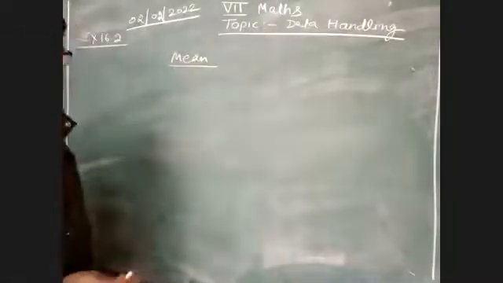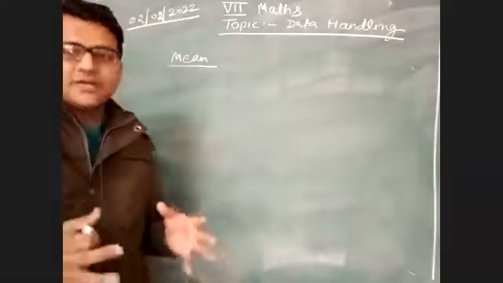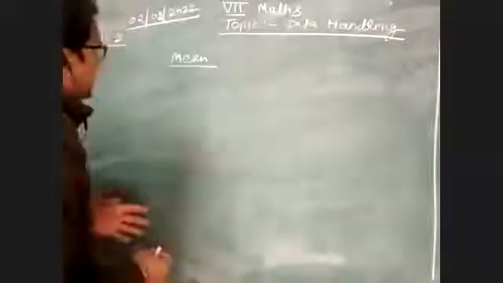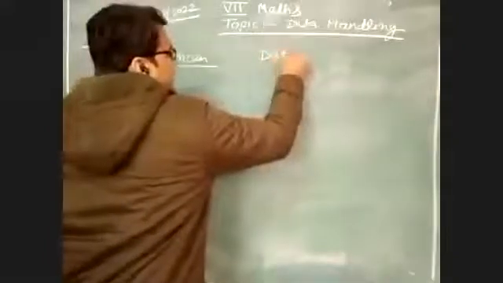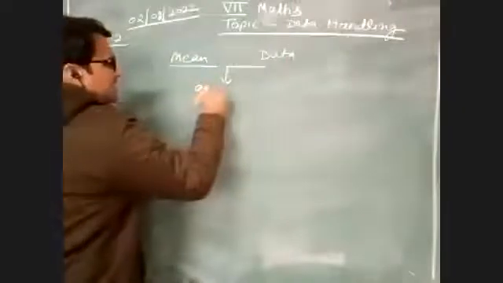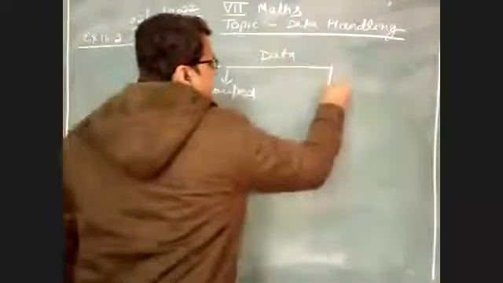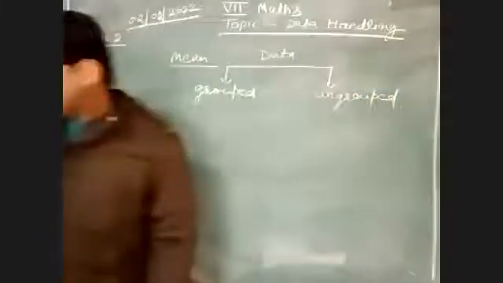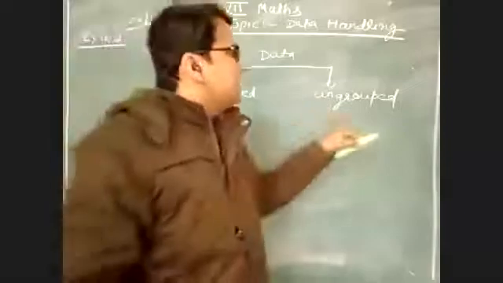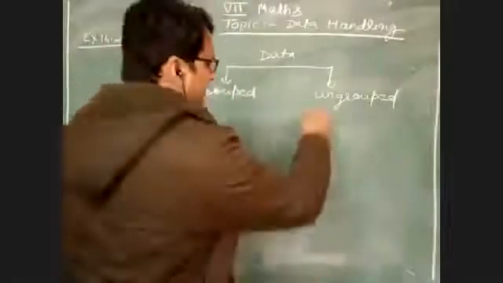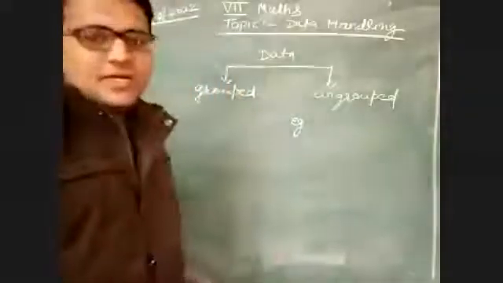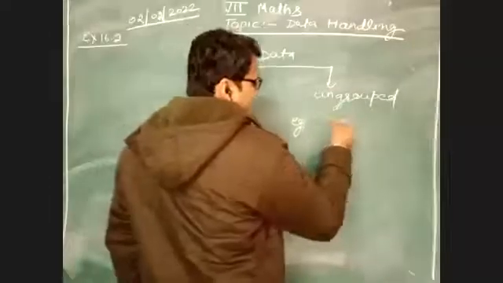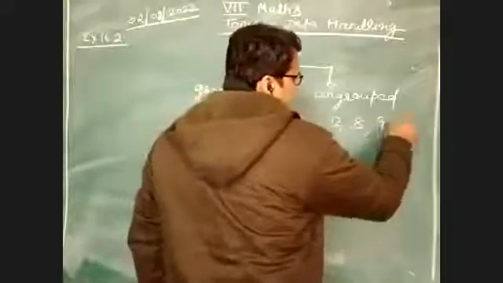In the last lecture I explained what data is. Data is an arrangement of collections of some facts. So today I will tell you there are two types of data. The first is grouped data, and the second type is ungrouped data. In your seventh class there are many results related to ungrouped data. If I give an example of ungrouped data, suppose there are some values 2, 8, 9, 10.